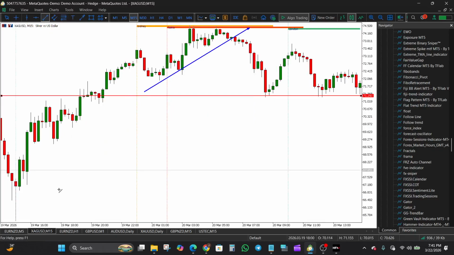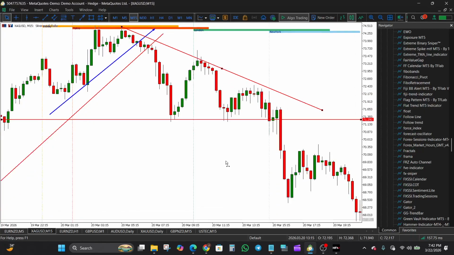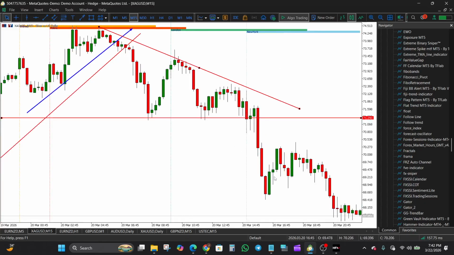And then you can see that a break of structure happened, and of course, price reversed direction. Price consolidated a bit in a triangular pattern, and then finally broke down during the New York session. This is just an example.